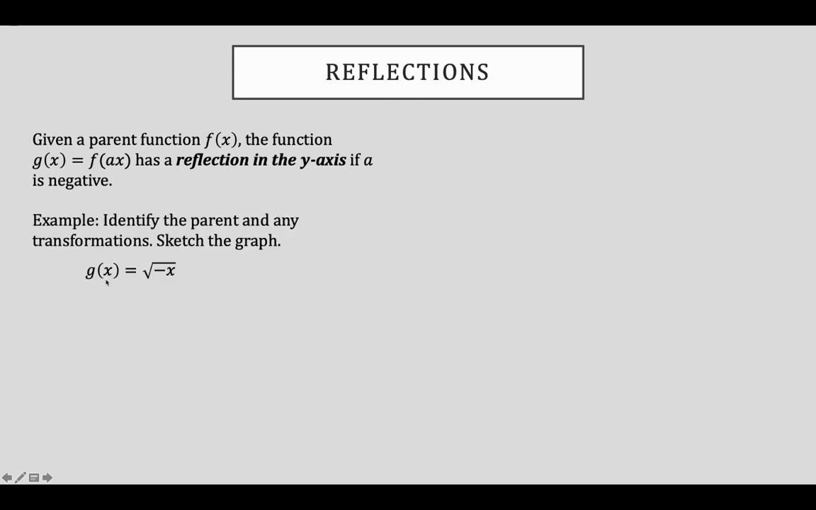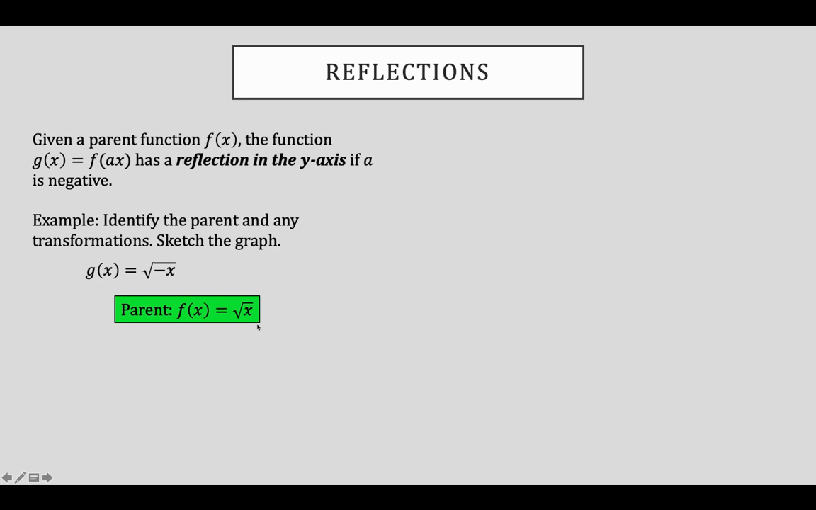For example, here we have the function g of x is equal to the square root of negative x. What's our parent function? What type of function are we dealing with? Well, this is a square root function. We have f of x is equal to the square root of x. That is our most simple form of a square root function.